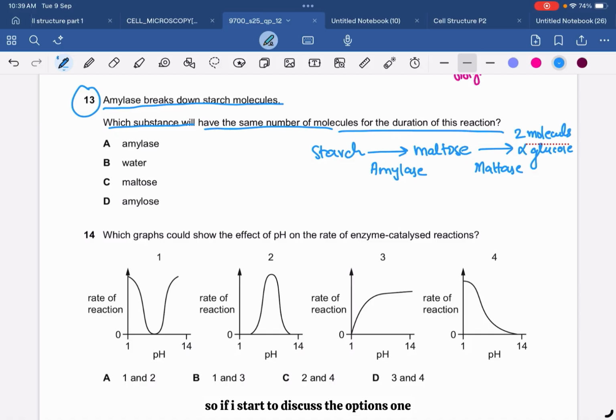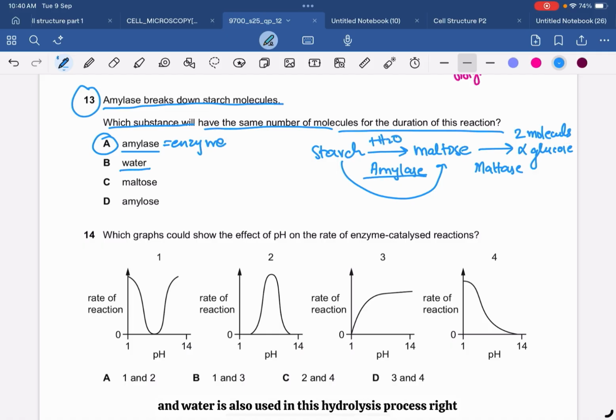So if I start to discuss the options one by one, let us look at the amylase over here. Because it is an enzyme, and we know that enzymes speed up the reaction, but they are not used up in the reaction. So obviously their number will stay the same. So it will have the same number of molecules during the whole duration of this reaction. Whereas if I talk about the water, water is basically used in the hydrolysis. When starch is converting into maltose in the presence of the enzyme amylase, it is a hydrolysis process, and water is also used in this hydrolysis process, right.